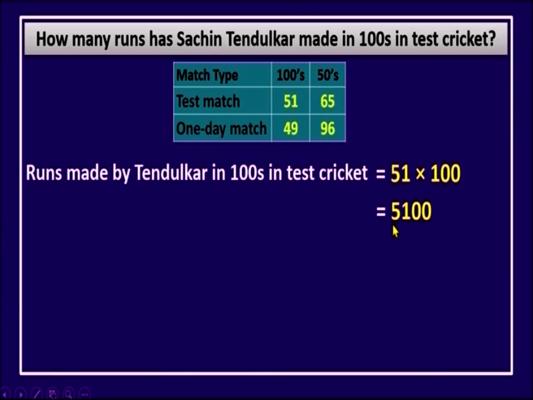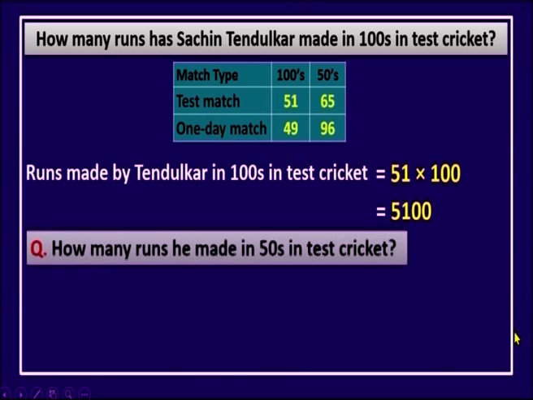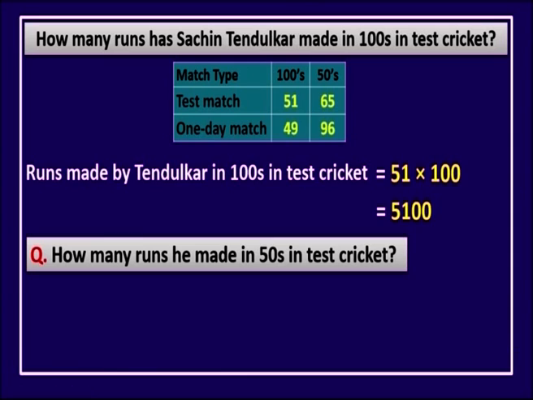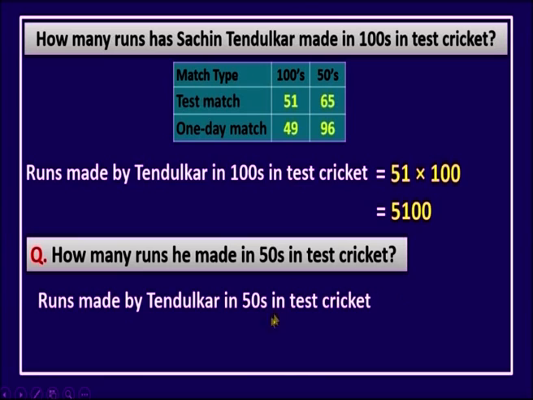51 into 1 is 51. Since in 100 two zeros are there, we place two zeros after 1. So we get 5100. So this is the number of runs he made in the form of centuries. Now let us move on to another question, children. How many runs did he make in 50s in test cricket? So again, in test, he made 65 50s. That means 65 into 50.